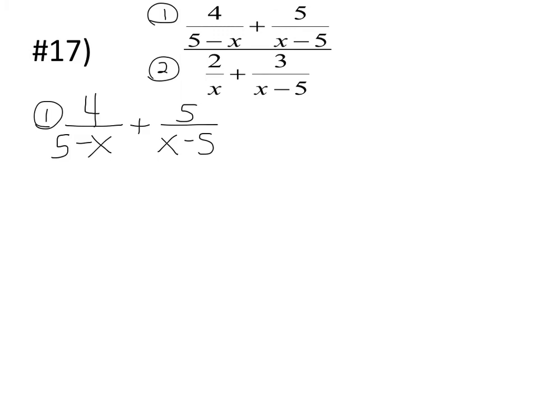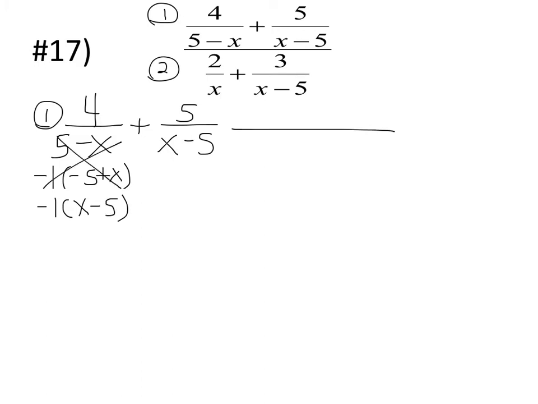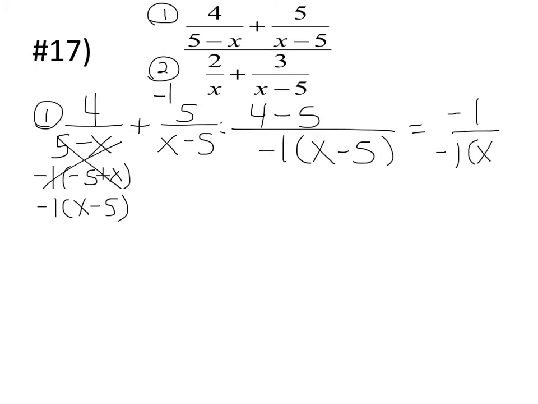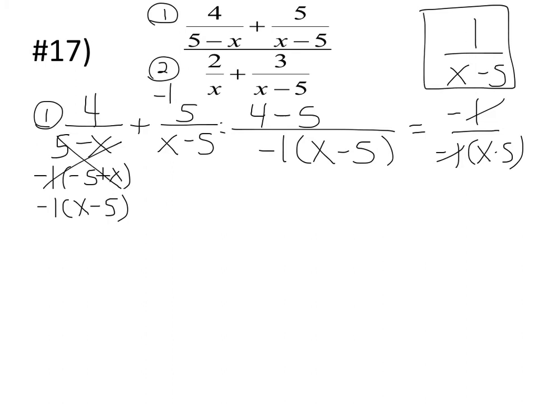The first thing I'm going to do is factor a negative 1 out of this, and then flip it around. So it now says negative 1 times x minus 5. So my LCD is negative 1 times x minus 5. This one isn't missing anything. This one's missing a negative 1. So this is going to become 4 minus 5 in the numerator. So then you have negative 1 over negative 1 times x minus 5. Those cancel. So your new numerator is going to be 1 over x minus 5.